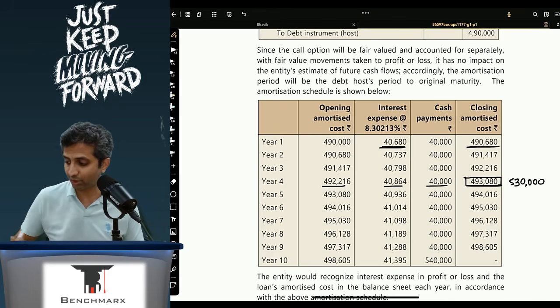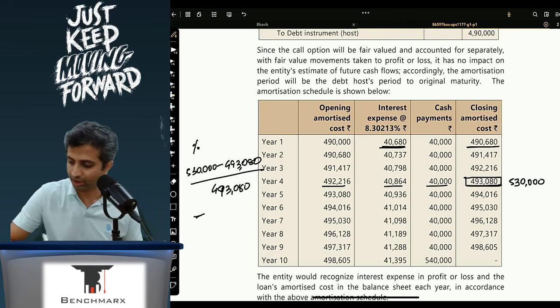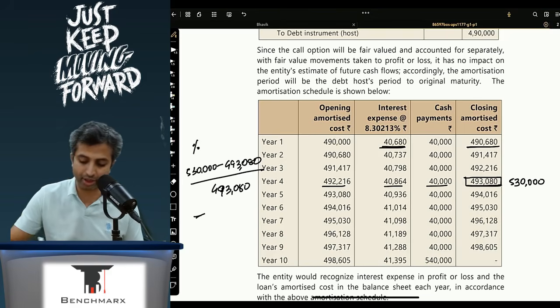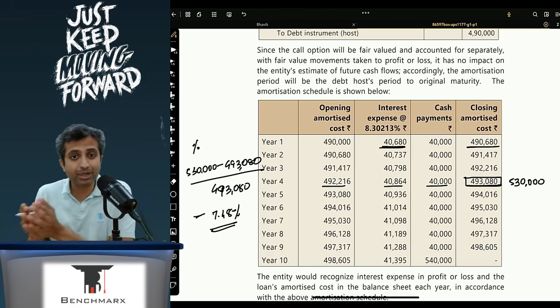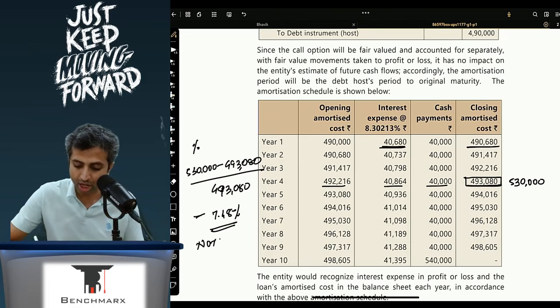Institute has not done this, but I would prefer if you do this just to show the percentage difference. This is 5,30,000 minus 4,93,080 upon 4,93,080. If this is around 36,920 divided by 4,93,080, in percentage is around 7.48%. Now this is not approximately equal. You cannot say that the prepayment amount and the amortized cost is approximately equal.